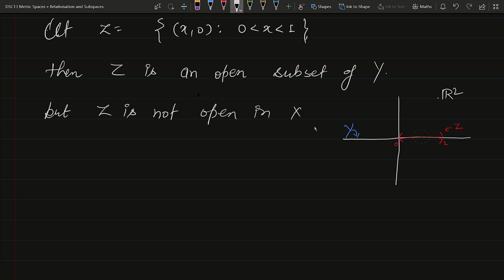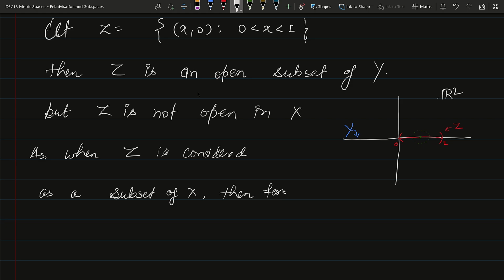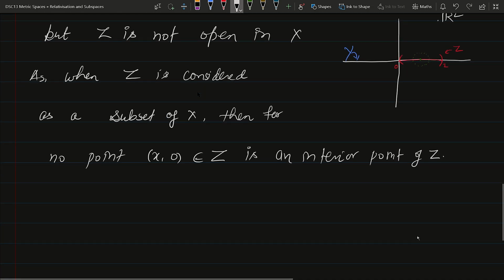So here you can see, if I write all these things: when Z is considered as a subset of X, then for no point (x, 0) in Z is it an interior point of Z. Okay, why is this so?